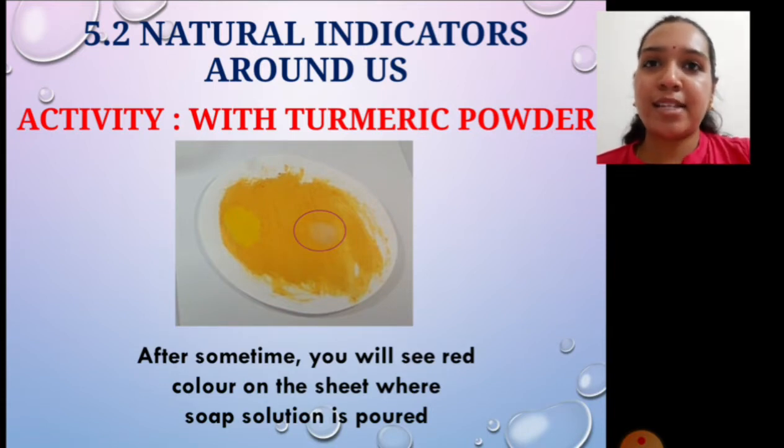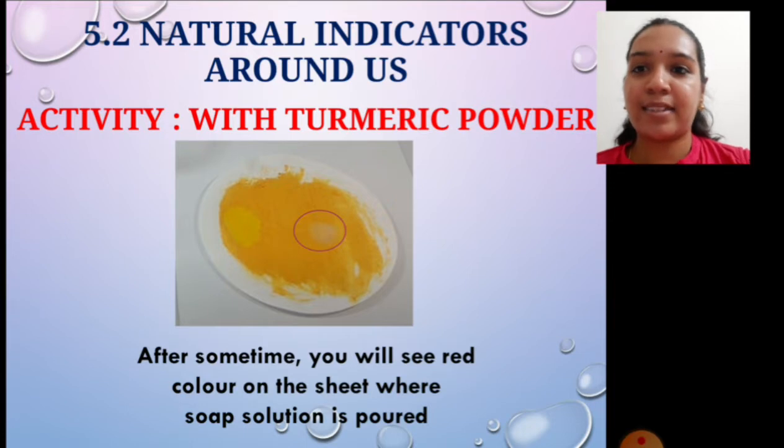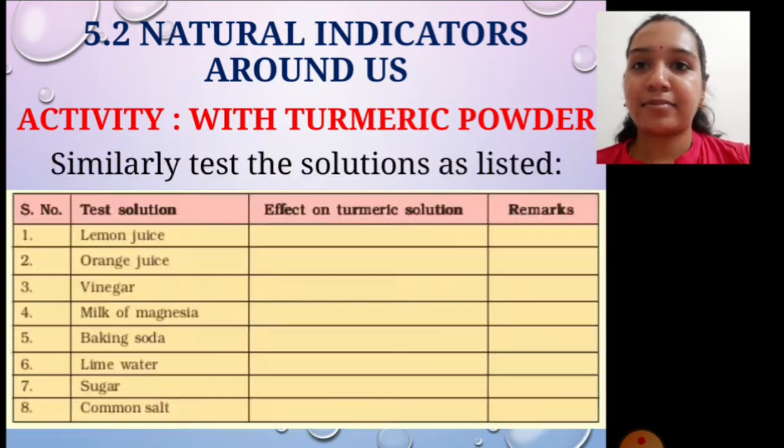Here we observe after some time that the yellow paper or the yellow strips slowly turn to red color. Here in the marking you can see that the yellow color is slowly turning into red color. Like we have tested with the litmus paper, similarly we will test turmeric also on the list of solutions mentioned here.